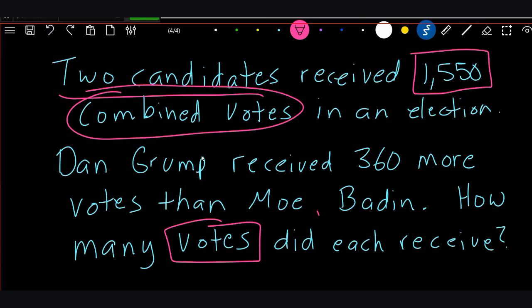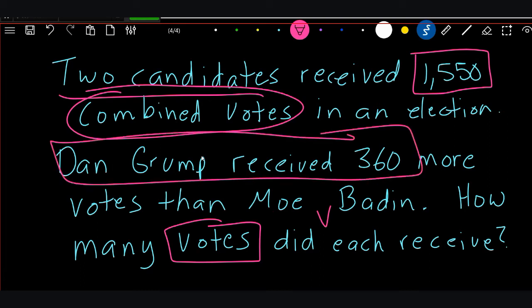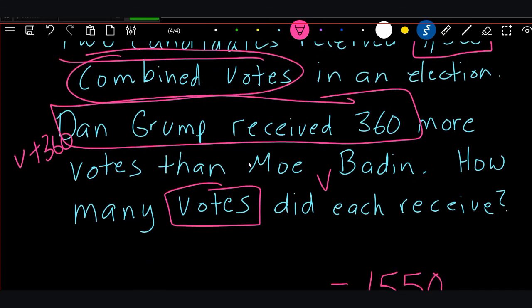So I would call Baden V for votes, and I would say, okay, Grump received 360 more, so I'd do votes plus 360 for Grump. That's just kind of how I'd break that down. You could do it either way. The minus for Baden would work, or the plus for Grump would work. How many votes did each receive?